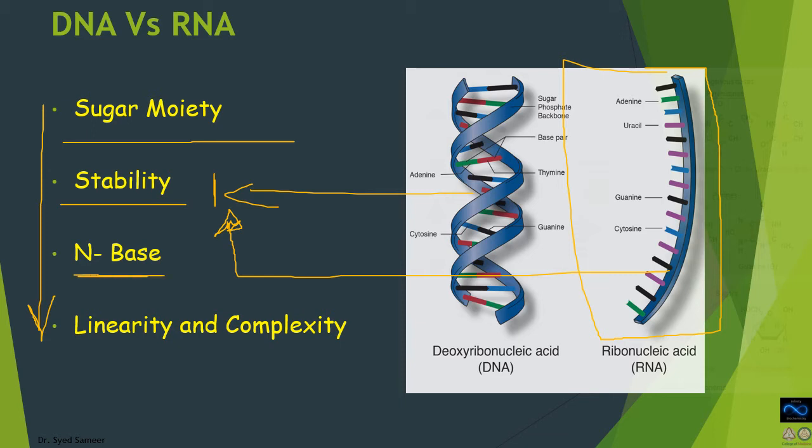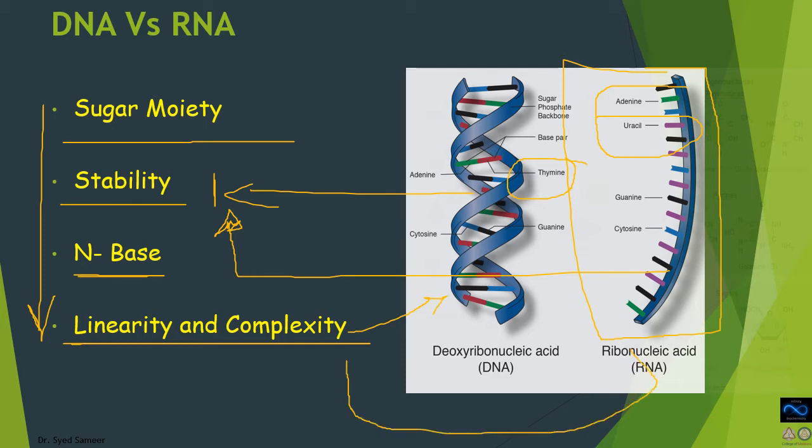Then there is a difference between the nitrogen bases among all four different kinds of nitrogen bases. The difference lies in thymine and uracil. In DNA, thymine is present, while in RNA, uracil is present as the base. Uracil is not found in the DNA, and thymine is not found in the RNA most of the time. And then the linearity and complexity, which I already told you. In linearity and complexity, DNA is complex and duplex, while the RNA is less stable and it is simple in structure because of the single-stranded conformation.